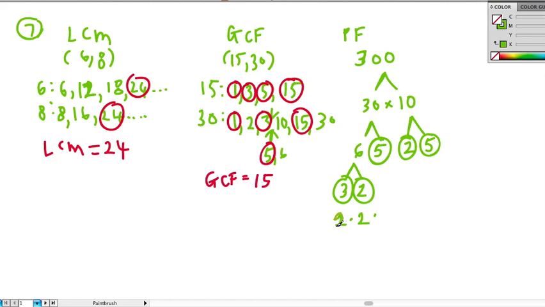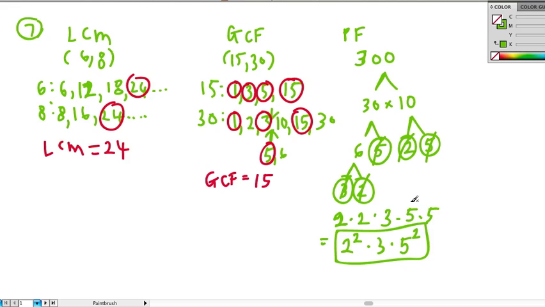So our answer is 2 times 2. Let's make that look like a 2. So that's this 2, that 2. Times 3 times 5, and also the other 5 times 5. So I'm putting them in size order, and to write these in exponential form, I could write it as 2 squared times 3 times 5 squared. This would be our final answer for the prime factorization of 300. That was question 7.